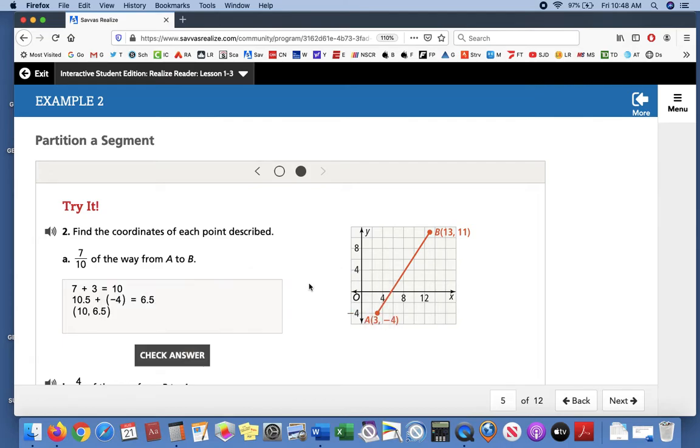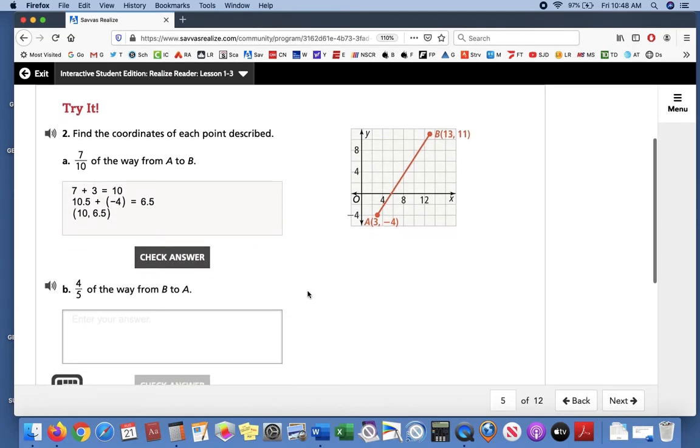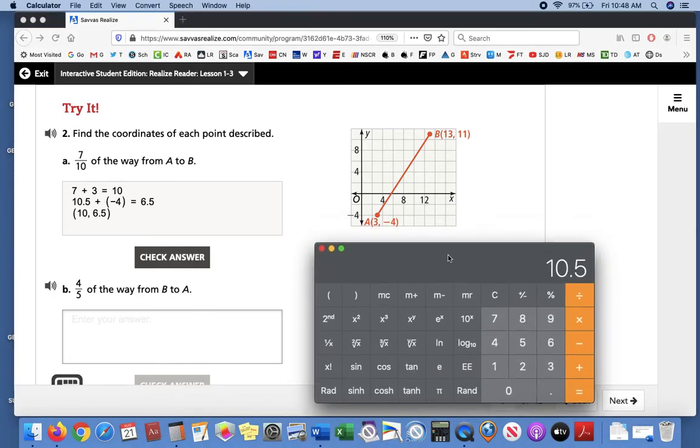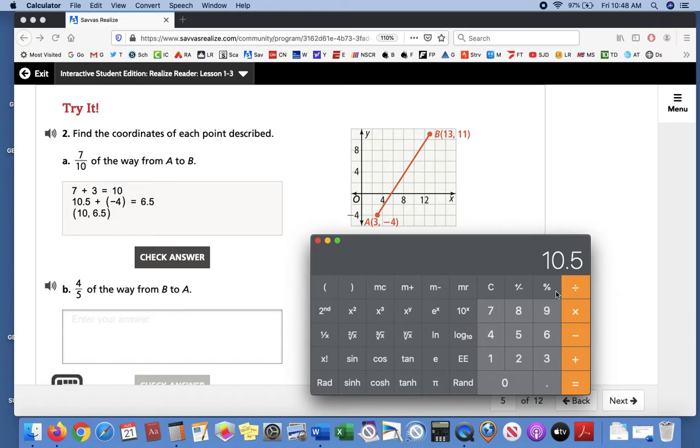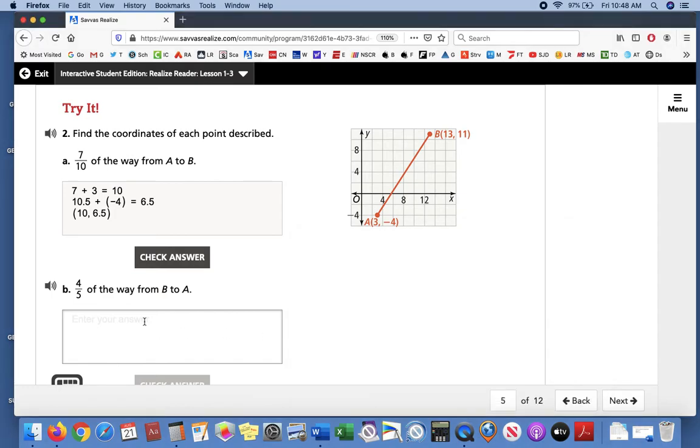All right. If you haven't already done so, click pause and figure out 4/5 of the way from B to A. So there is a change. This one's from B to A. It's still the same numbers as far as 13 minus 3 is 10. But now I want to go 4/5 of the way. So let me get my calculator out just to show that. It would still be 13 minus 3 to get 10. And then we want to find 4/5 of the way. So times 4 divided by 5 is 8. So that's a key number I'm going to use.